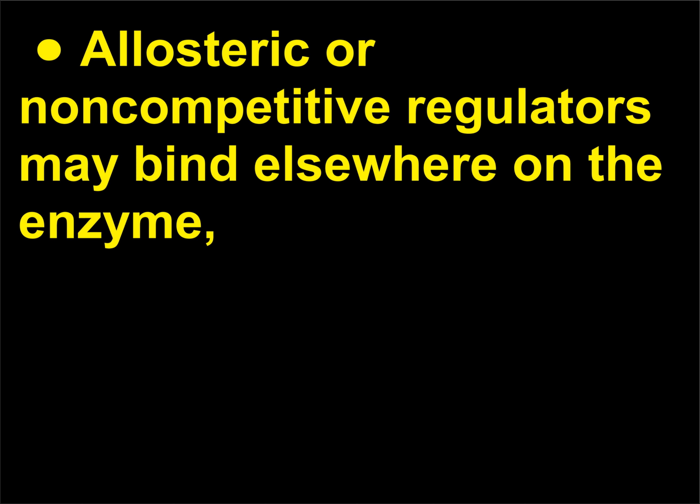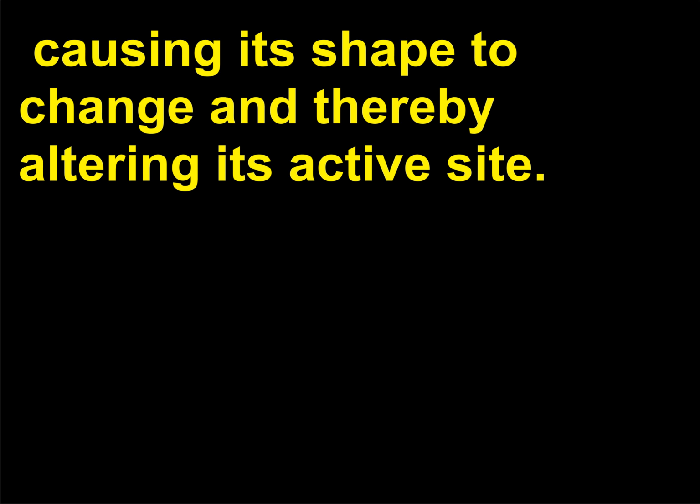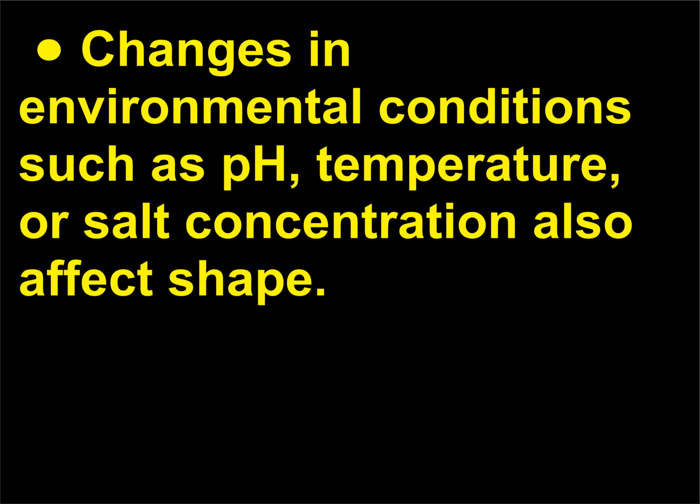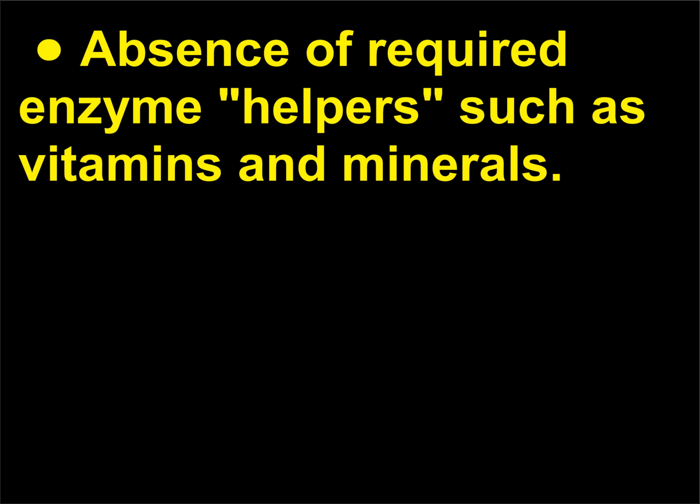Allosteric or non-competitive regulators may bind elsewhere on the enzyme, causing its shape to change and thereby altering its active site. Changes in environmental conditions such as pH, temperature, or salt concentration also affect shape. Absence of required enzyme helpers such as vitamins and minerals.